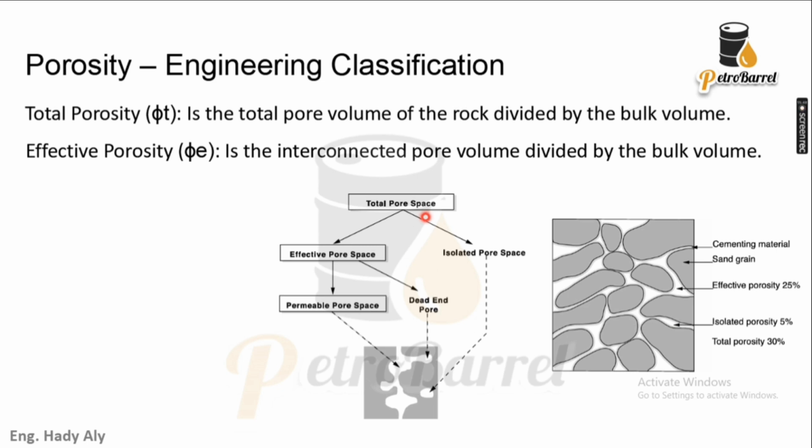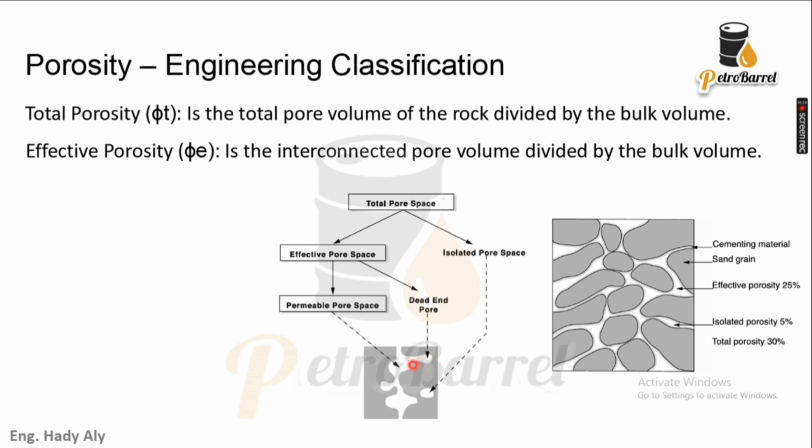Also, I have another classification at which the total pore space is classified into two main types: isolated pore space. As you see here, this is the isolated porosity, by the way, at which if I have any hydrocarbon or any fluid located here, I don't have any option to produce this fluid conventionally. And the second type of the total pore space is the effective pore space, which is classified into another two types: dead end pore space, at which this end is dead.